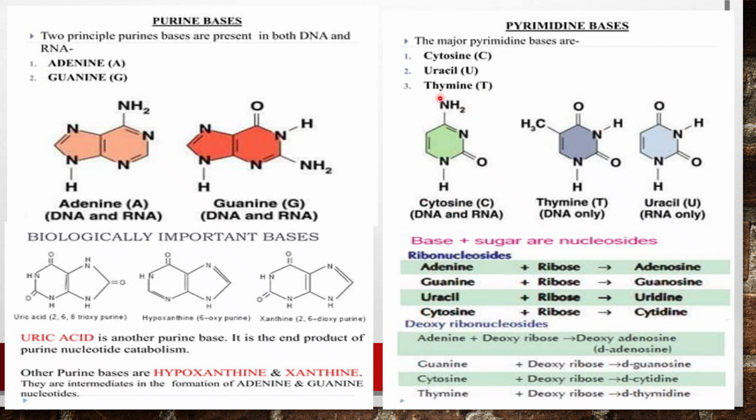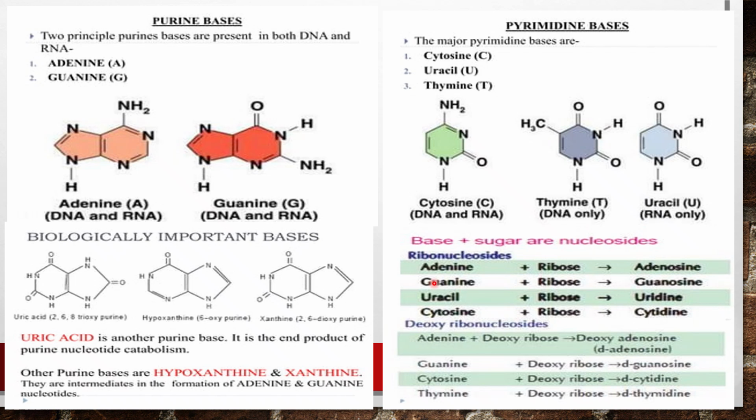In cytosine, there is an amino group, and then there is a ketonic group. So this is thymine, structure of thymine. Then this is the structure of uracil. Cytosine is present both in DNA and RNA, while thymine is present only in DNA, while uracil is present only in RNA.